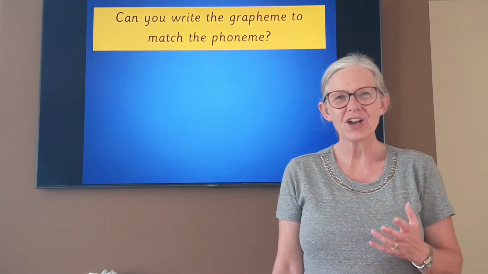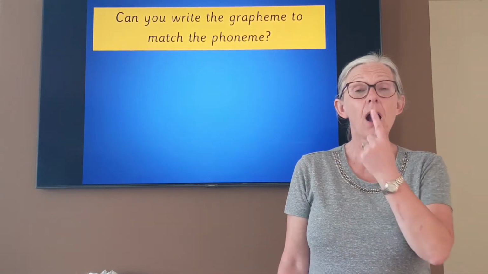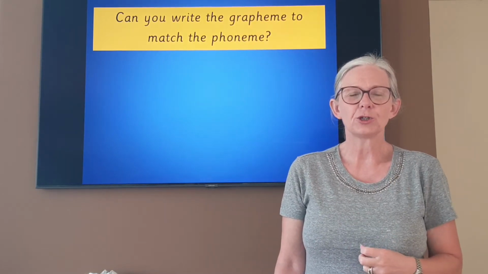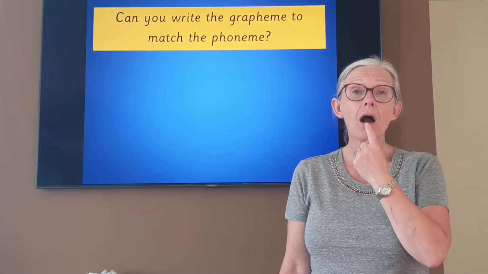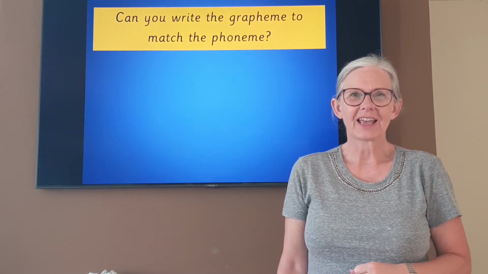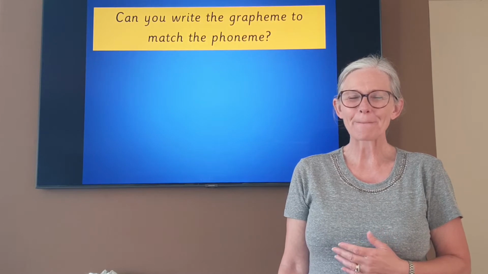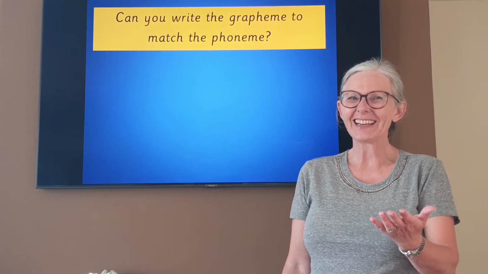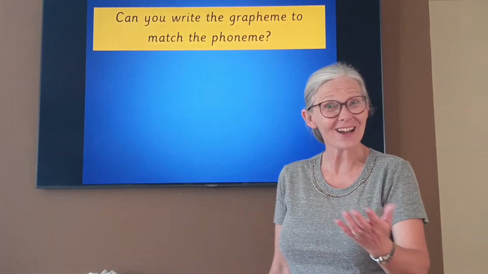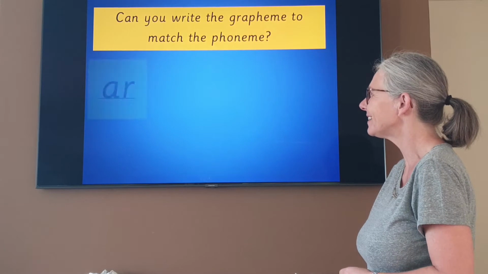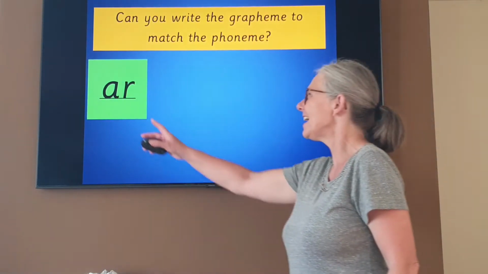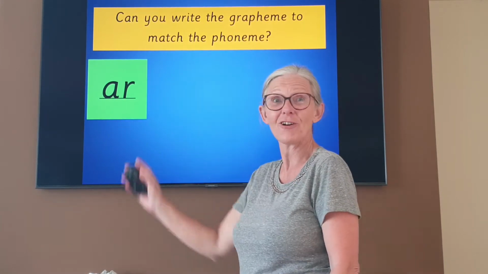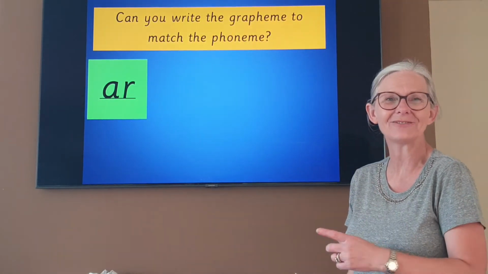So the first grapheme I'd like you to write is R. R. You write me the grapheme for R and pop the sound button underneath. Have you done it? Which sound button do you need? A sausage, because it's a digraph, isn't it? Let's see if you got it right. R, A and R gives us the R grapheme, doesn't it? And it's a digraph because it's two letters making one sound.